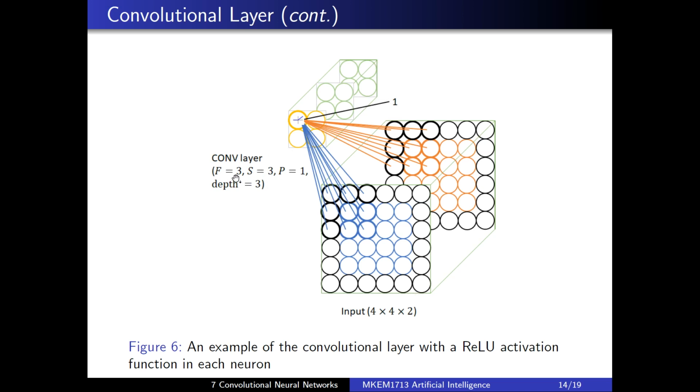Here the receptive field is 3. That means each neuron is connected to 3 by 3, but also the next slice. Stride equals 3 means this neuron is connected to these sets of neurons, because from here you move 3 times, 1, 2, 3, and you get these 18 neurons. Again, we choose depth to be 3, and that's why you have 3 slices.